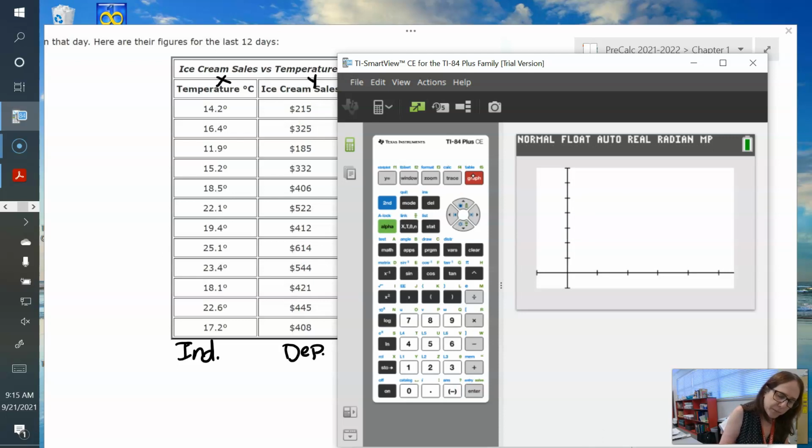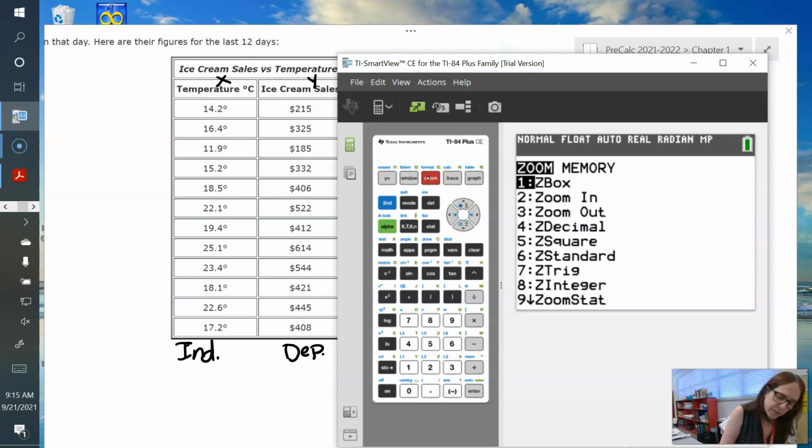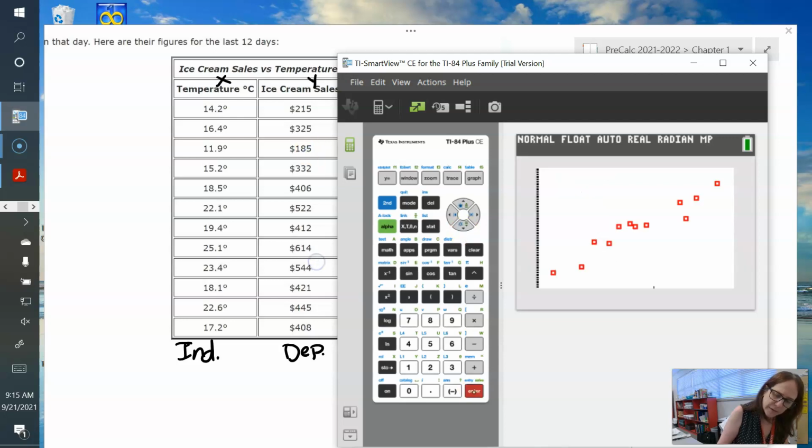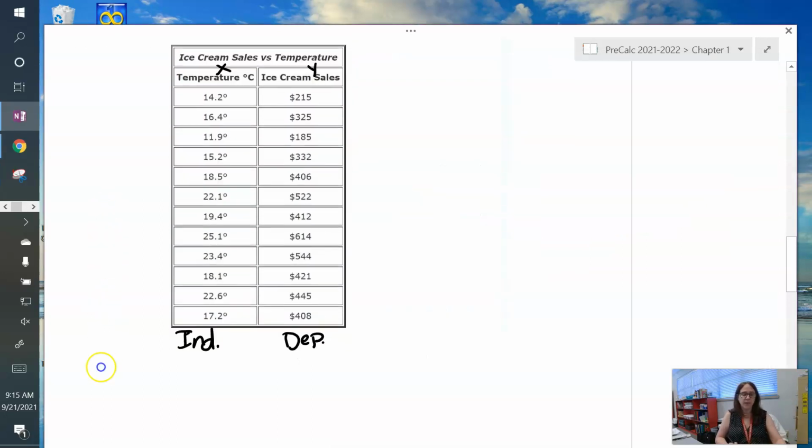And then when I go to do my graph, what I should see, I'm not seeing it yet. I'm going to check my zoom, and I like to do a zoom stat. And so there's my scatter plot. Now the next thing we're going to do, once we have our scatter plot, is we're going to find what's called the line of best fit.